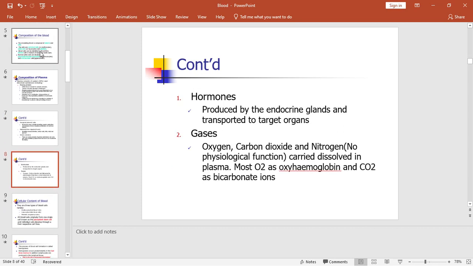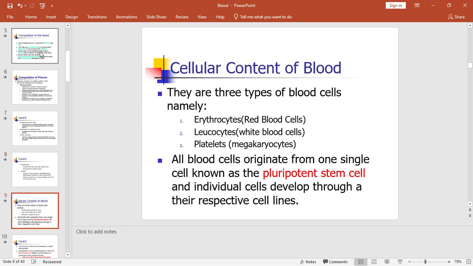Also, it's a no brainer that we've already mentioned it. I'm on slide 8 now. Blood will also have hormones, produced by a gland, and the blood will transport these hormones to a target organ. We also know that the blood is going to have gases. We spoke about oxygen and carbon dioxide. Oxygen will be transported mainly by hemoglobin, and carbon dioxide will be transported in a dissolved form as bicarbonate, but also a little bit of carbon dioxide may be transported in the red blood cells as well.